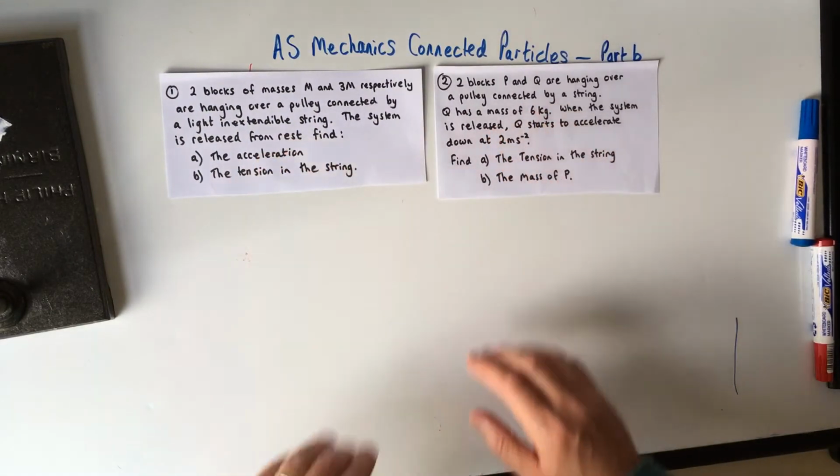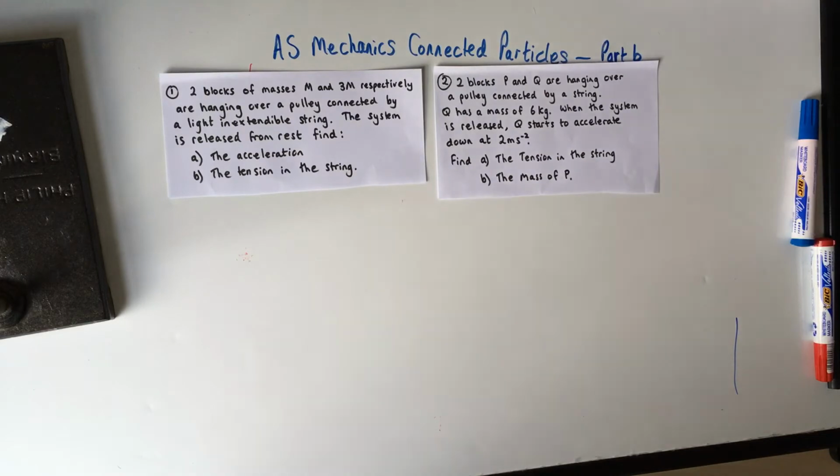There they are. So 2 blocks, masses M and 3M. We don't know what M is. Respectively hanging over a pulley, connected by a light and extendable string. That's what it would look like on the exam. The system is released from rest. Find the acceleration and the tension in the string. Obviously things are going to be in terms of M.